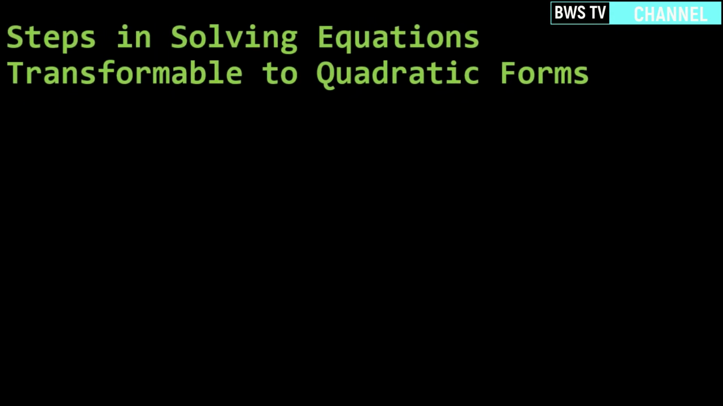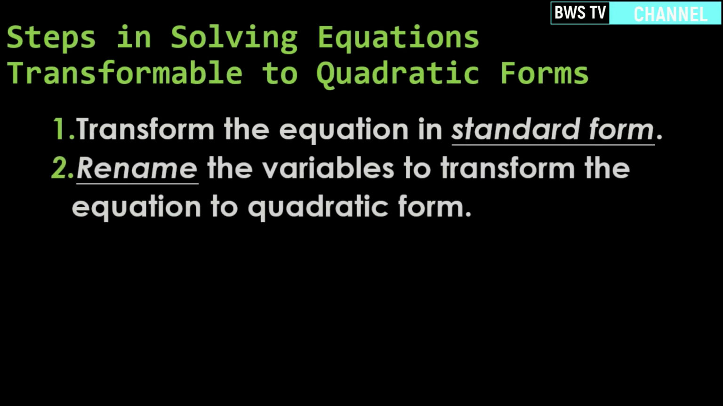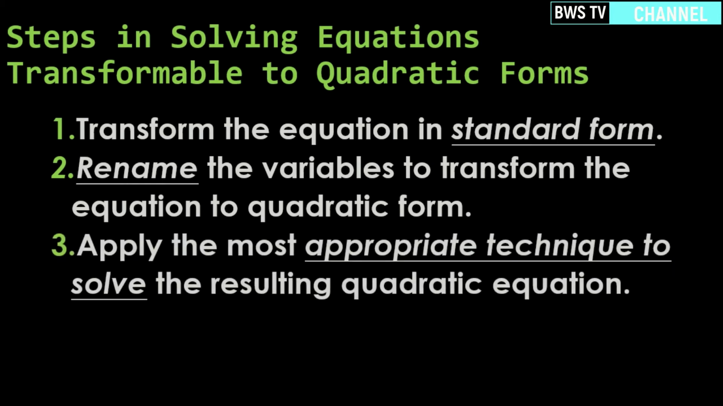So now we have the steps in solving equations transformable to quadratic form. So the first step is standard form. That's your clue. Always change the equation into standard form. Second, rename. That's your clue. Rename the variables to transform the equation to quadratic form. And the third one is appropriate technique to solve. That's your clue. Appropriate technique to solve.